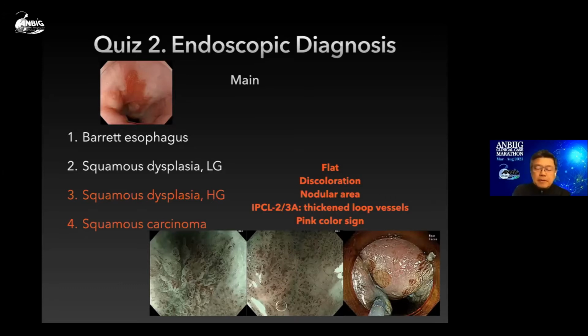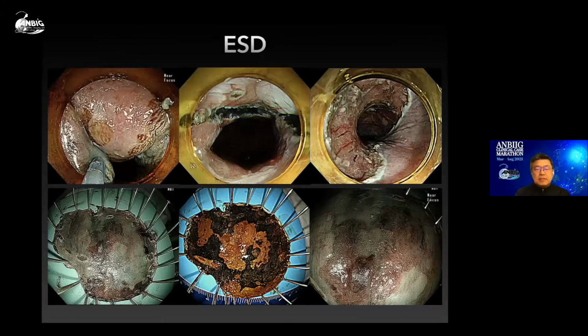So the loop IPCL pattern may be suspicious of intramucosal carcinoma. But according to the countries, some countries consider these findings squamous carcinoma in the pathology department, but some countries interpret them as high-grade dysplasia. Anyway, intramucosal carcinoma or high-grade, I did perform ESD.